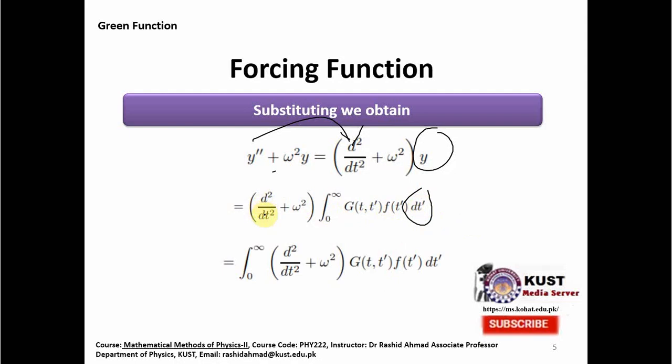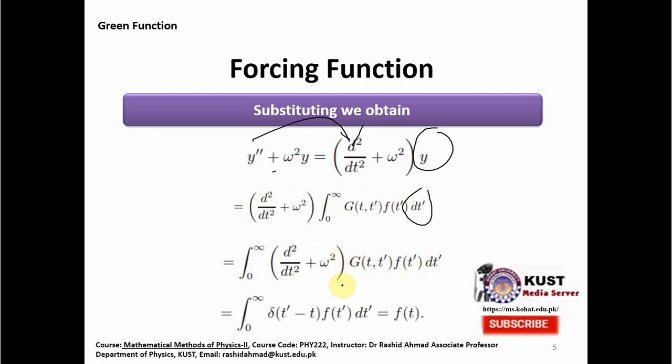So this is t and this is omega, so both of them do not contain any t prime over here, so they will not be affected by the integration. Therefore we can just bring this inside the integration, and we will get d square by dt square plus omega square into this thing. So this is then the complete integral.